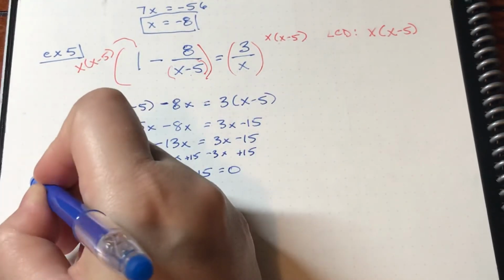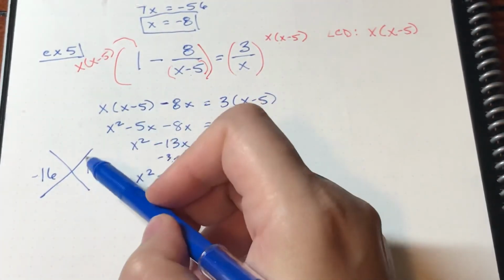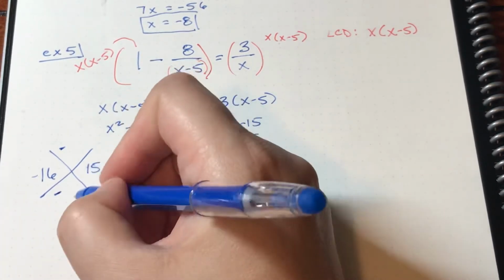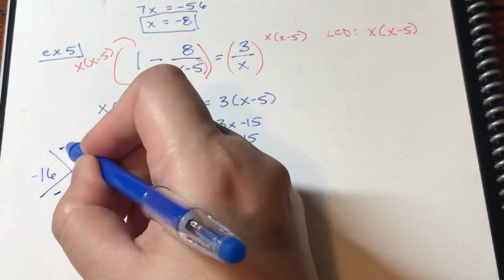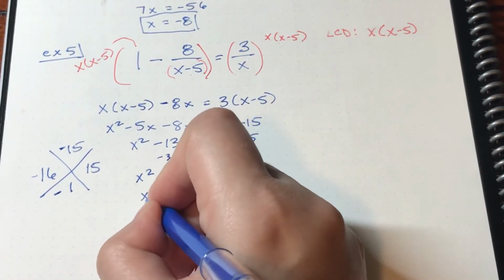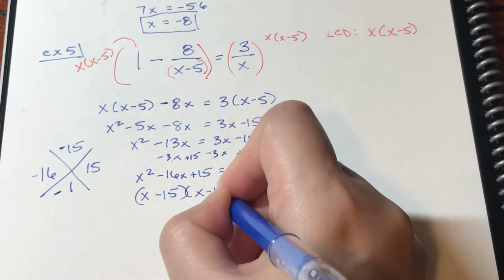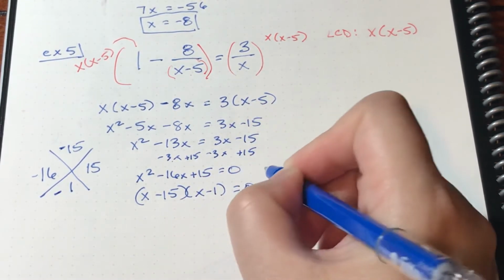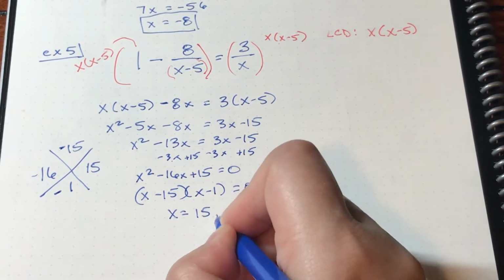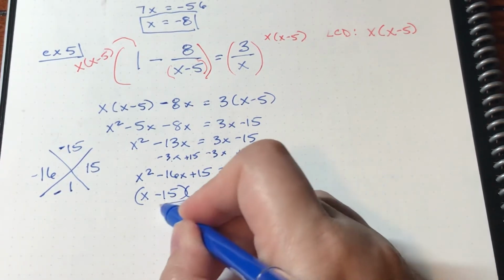Oh yeah. Negative 16 and positive 15. So if this is positive and this is negative, these both have to be negative. And so it's going to be negative 15 and negative 1. So (x - 15)(x - 1) = 0. So x equals positive 15 and positive 1. Those are my two solutions.